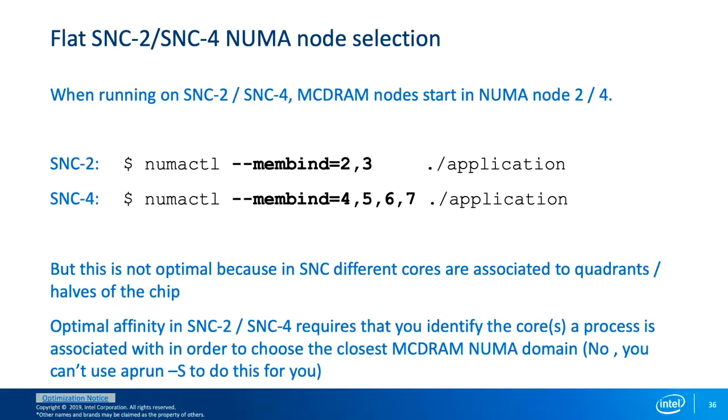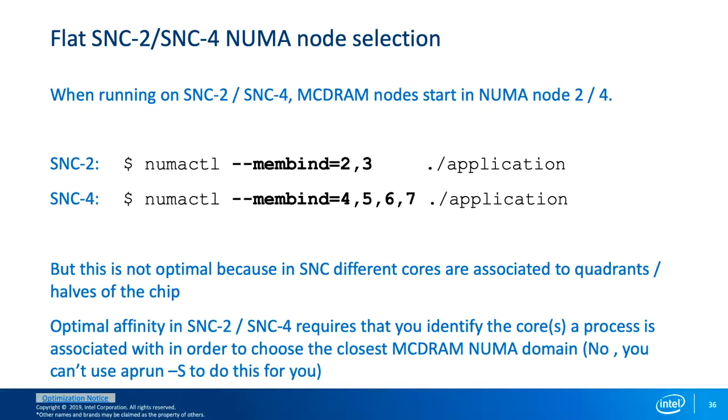Node selection for SNC2, SNC4, it's a little bit more convoluted. You could do something like this, but it's really not ideal because you're just saying put it on those NUMA nodes, and you might still have a lot of traffic across them. I'm thinking just of purely threaded code, right? You could be forcing essentially non-local memory accesses by doing this.